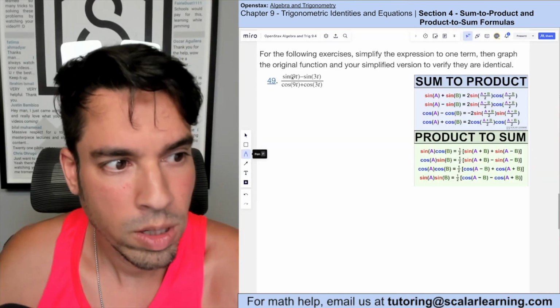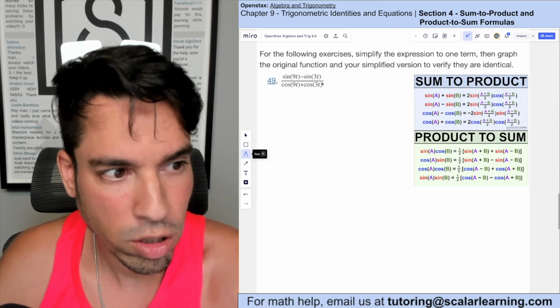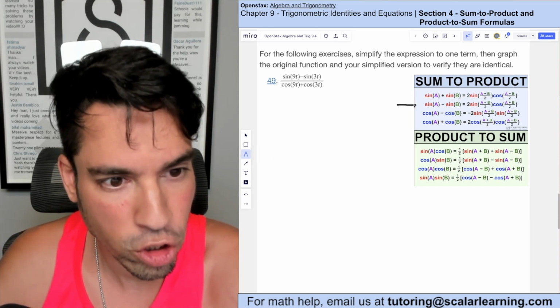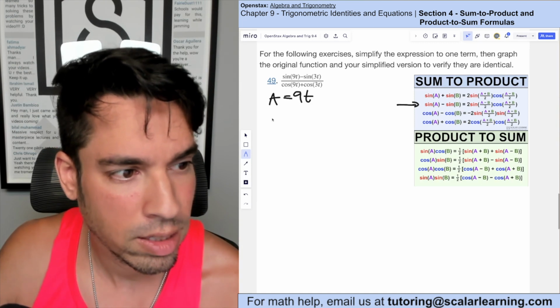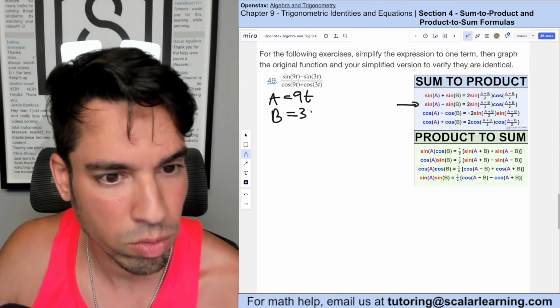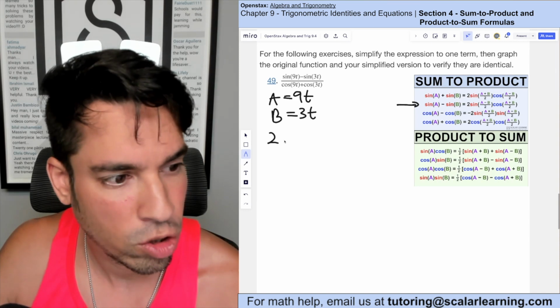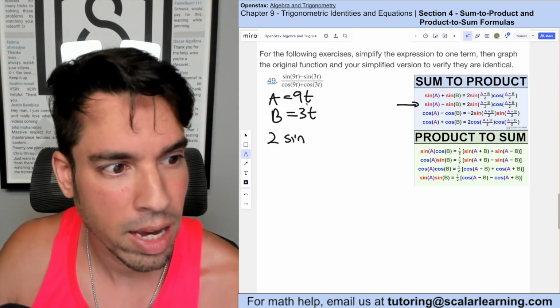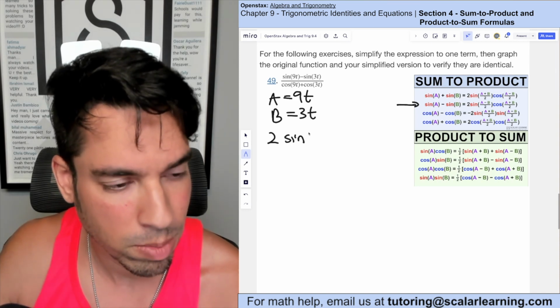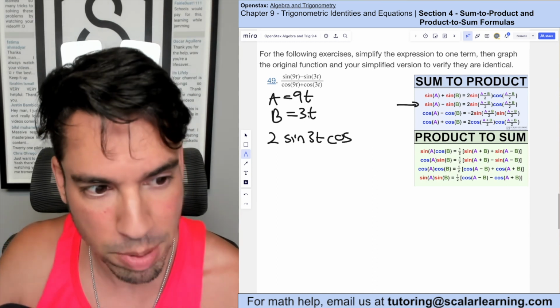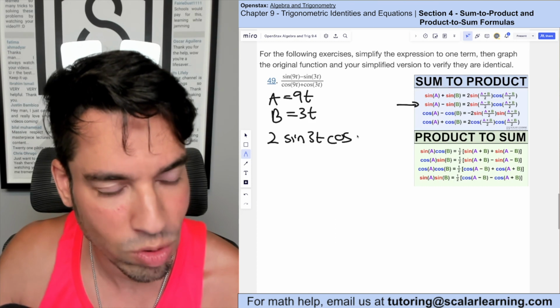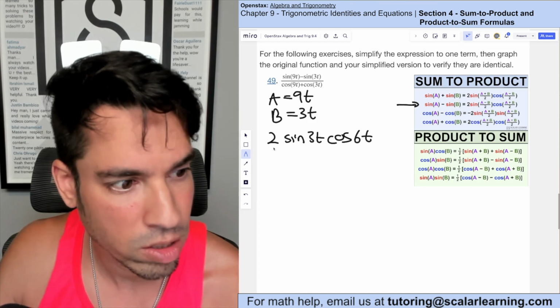Done. So for this one, I'm going to use the sum to product rules. Here I got sine minus sine, which is right here. So we're going to start with the numerator first. I'm going to set a equal to 9t and b equal to 3t. So that's going to be the same as 2 times sine of a minus b divided by 2, that's 6t divided by 2 is 3t, times cosine of a plus b divided by 2, that's 12t divided by 2 is 6t. All right, so that's my numerator.